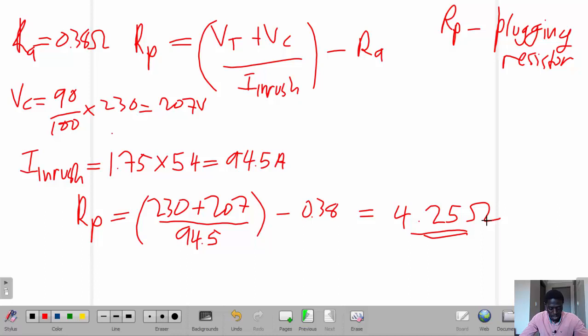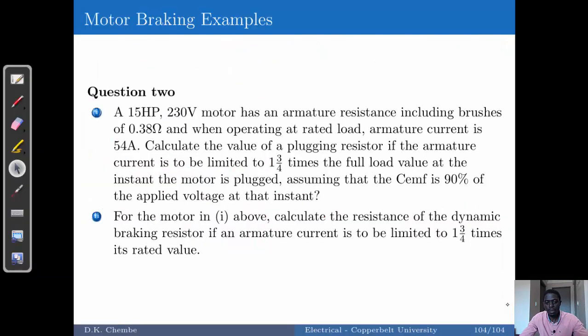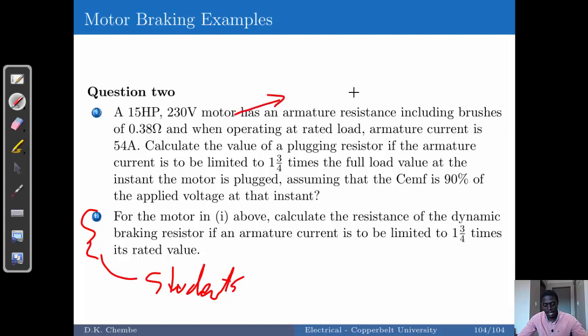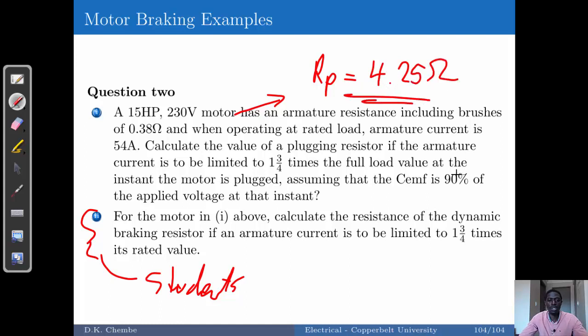Now, to my students, or those that are interested, you're going to find the second part of this question, which is this part of the question. I leave it for my students to find the answer and share the solution in the comment section below. So for this part, we found the plug-in resistor to be equal to 4.25 ohms as our solution. So what is the dynamic braking resistance that you need to find here? And let's compare in terms of levels of resistance, which one will be higher and which one will be lower.